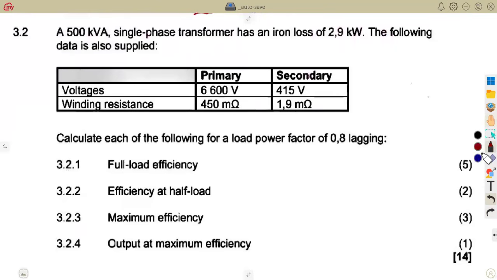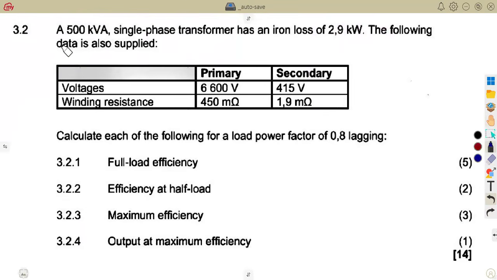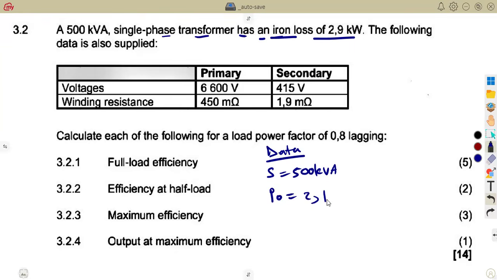3.2, there we are given important information to consider: a 500 kVA single phase transformer. Let me take my information. I'm going to use this space for it. So this is a 500 kVA single phase transformer. It has an iron loss of, take note, I told you guys, they will be trying to confuse you, trying to figure out which type of loss this is. So the iron loss, that is your open circuit. They gave you the open circuit, which is 2.9 kilowatt.